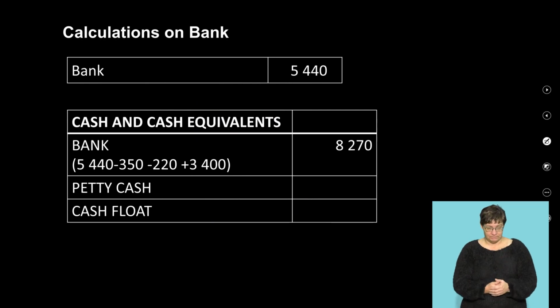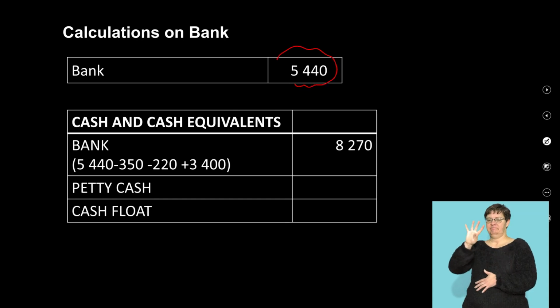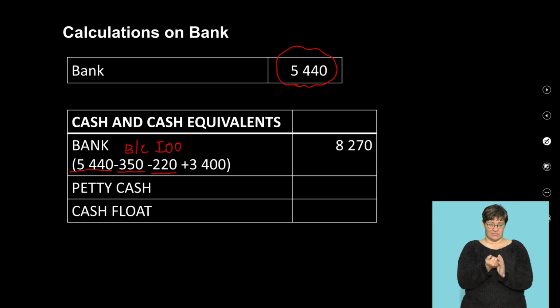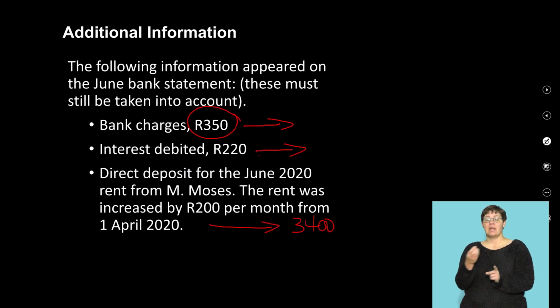Here we go. Your bank figure, obviously you started off with the 5,440, which was my given figure. So here we have the 5,440 as my starting, minus the 350, my bank charges, minus my interest on overdraft. Here it was called the interest that was debited, which is actually your interest on overdraft.